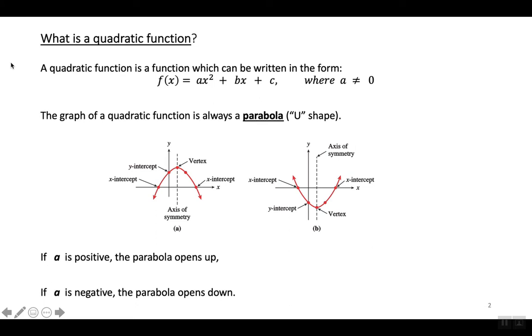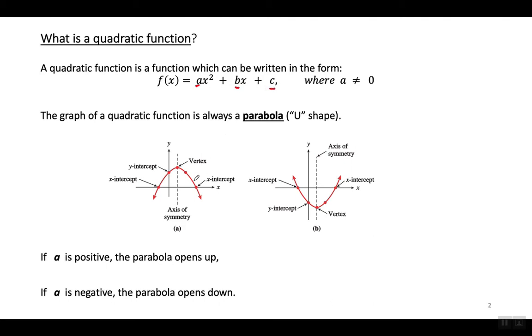Okay, now let's begin with looking at what is a quadratic function. A quadratic function is a function which can be written in this form: f of x equals ax squared plus bx plus c. A, b, and c are numbers.